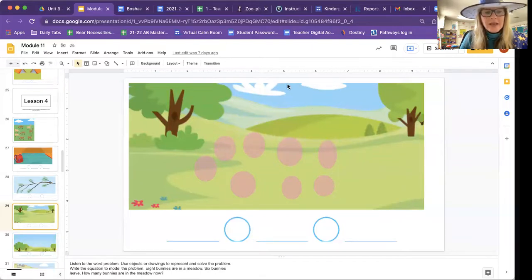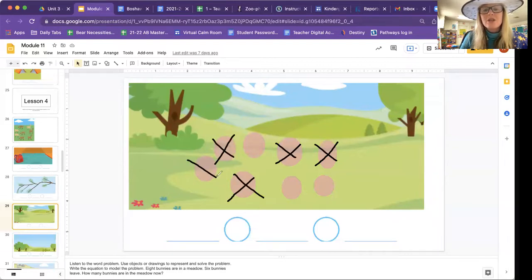Now, how many left? 6 bunnies hopped away. When I do an X, it doesn't really matter which ones I do, right? But we have to make sure. Did I cross off enough? Let's count. 1, 2, 3, 4, 5. Oh, I need to cross off how many more? 1 more. So there were 8 to start with.